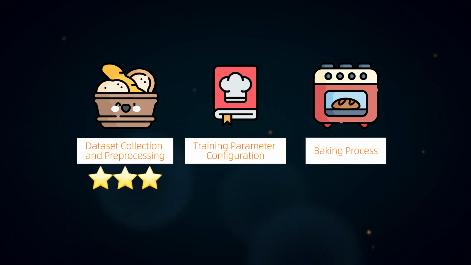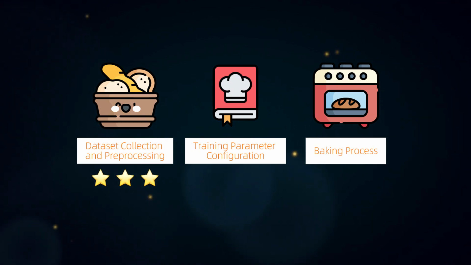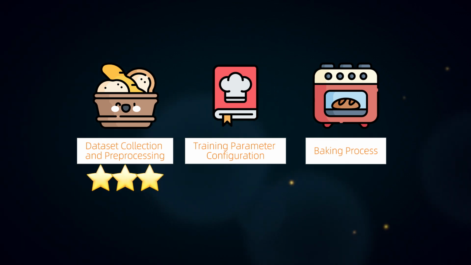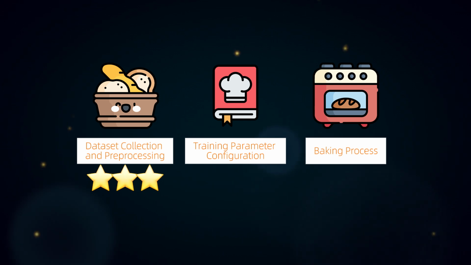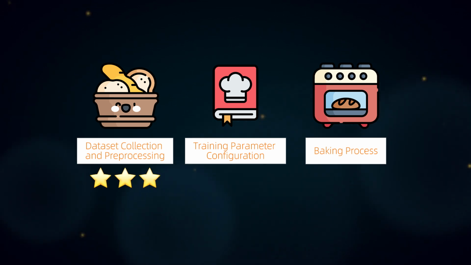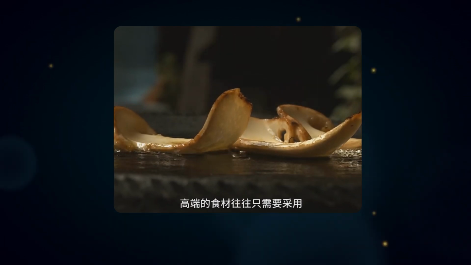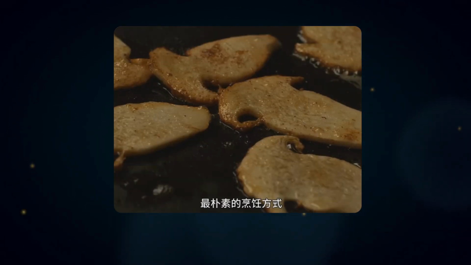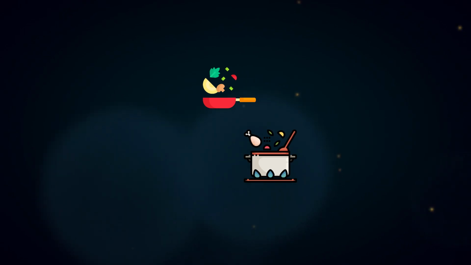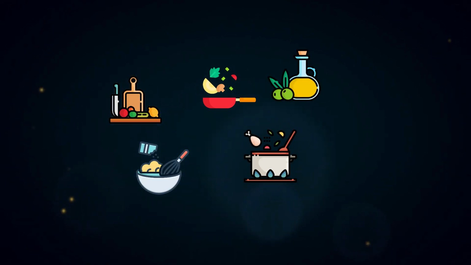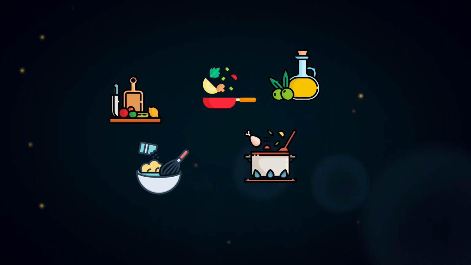Among these, the first part, collecting and processing the dataset, accounts for 90% of the challenge. A high-quality dataset can yield great results even with default parameters. To put it in simpler terms, when you have premium ingredients, even the simplest cooking method can produce excellent results. The next two parts involve choosing the right training tools, having enough VRAM, and setting appropriate parameters.